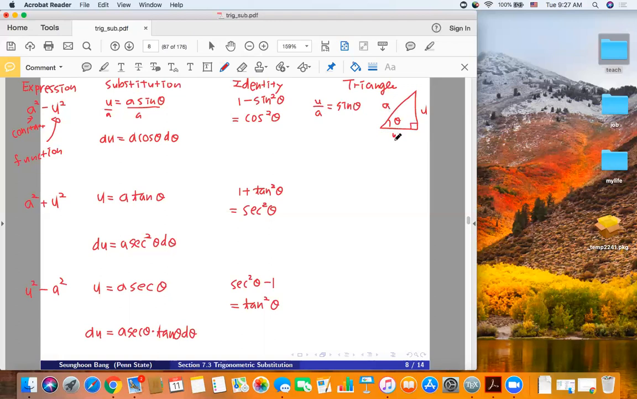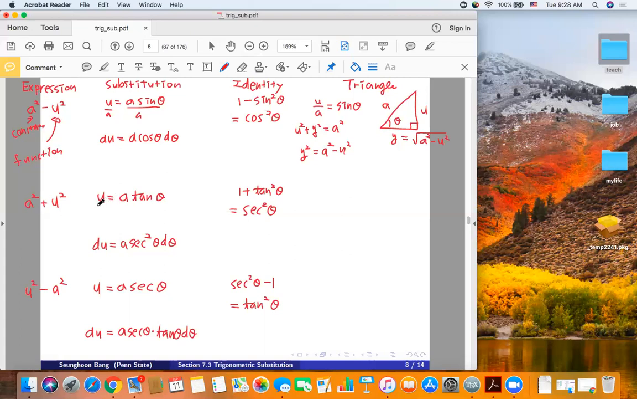How can you find the adjacent side? You can use the Pythagorean theorem here. So we have u squared plus y squared equals a squared. You subtract u squared from both sides. The y squared is a squared minus u squared. You can take the square root. y is the square root of a squared minus u squared. You can use the triangle.